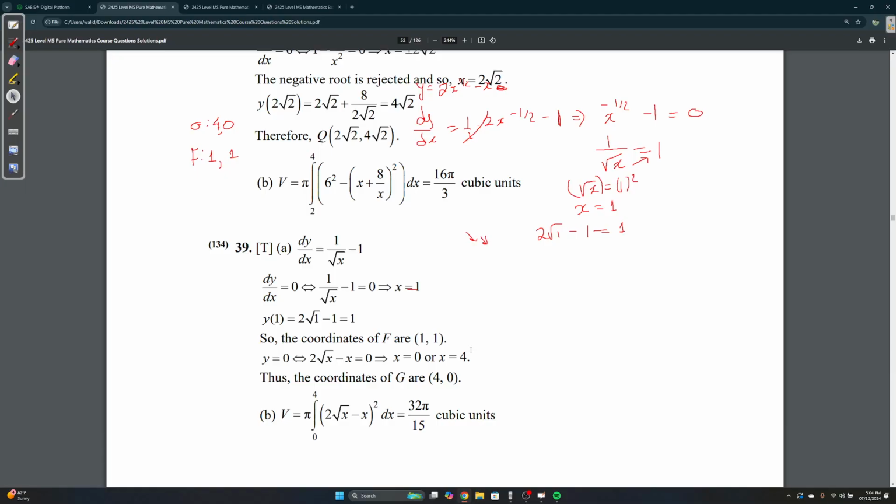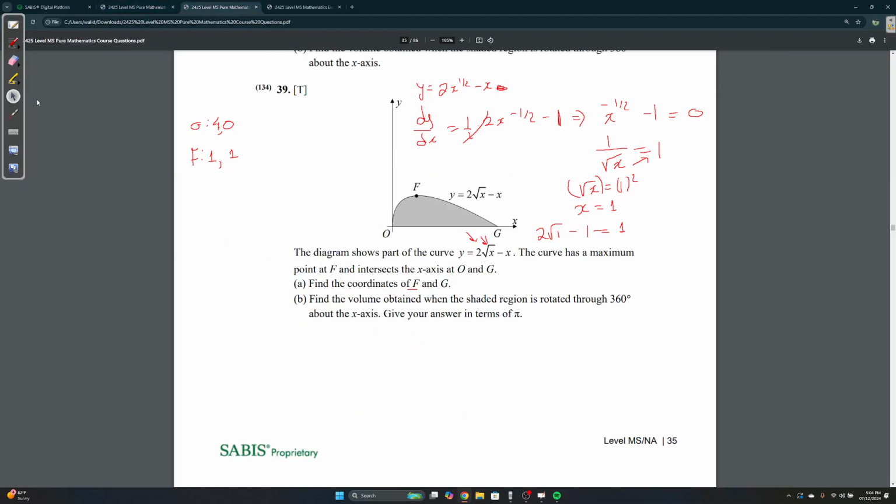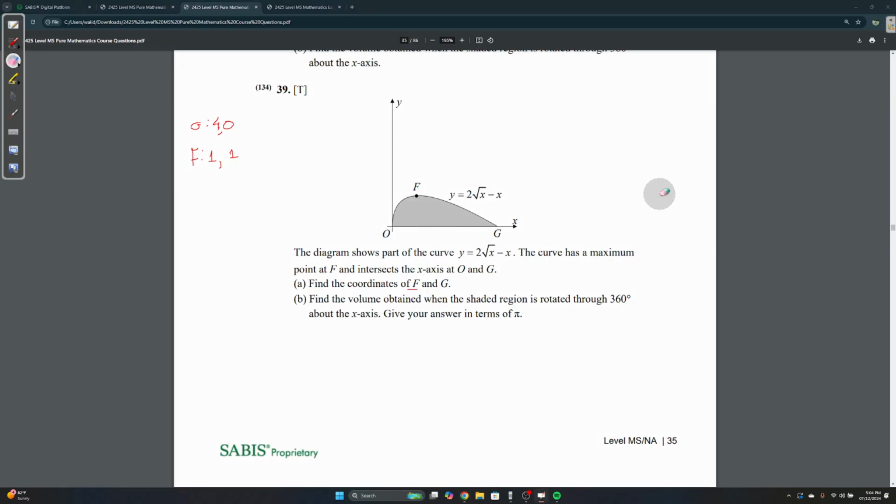F are 1 comma 1. So they found f first, then found g. That doesn't matter really. Okay. Next, they're saying find the volume obtained when the shaded region is rotated through the x-axis.